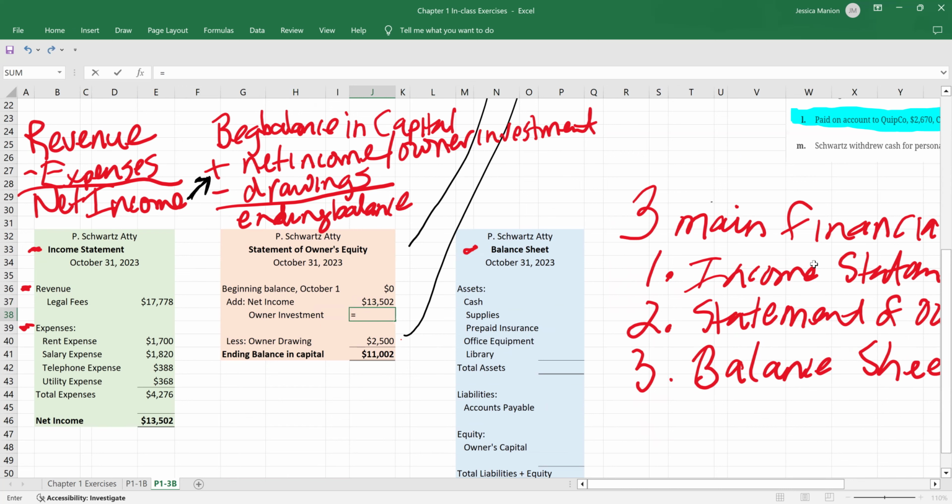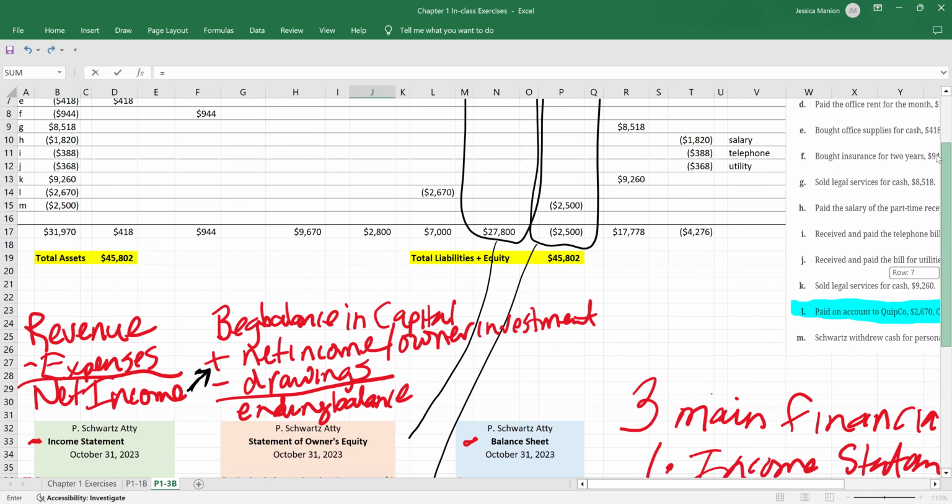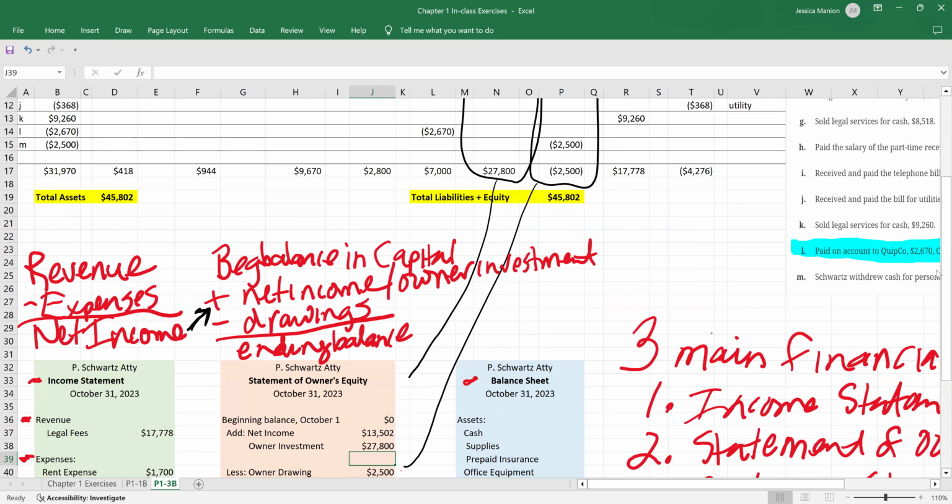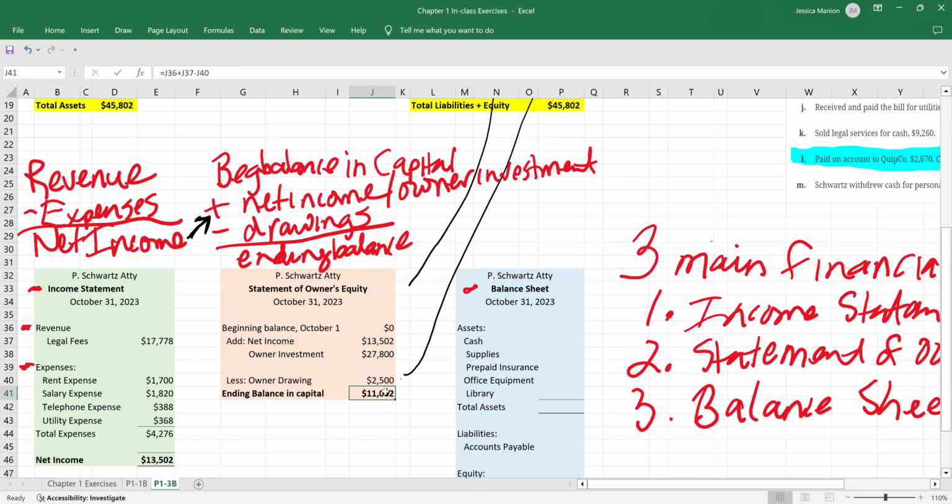Okay, owner investment is equal to owner capital investment, 27,800. So we're looking at equals our beginning balance plus our net income plus our investment minus our drawing. There we go. That looks better. I forgot to add in that investment. So now 38,802. Yeah, that's better.